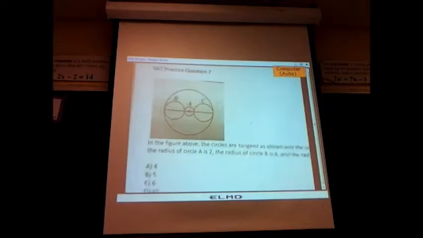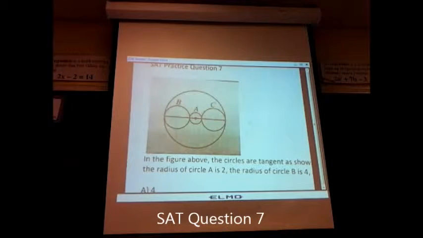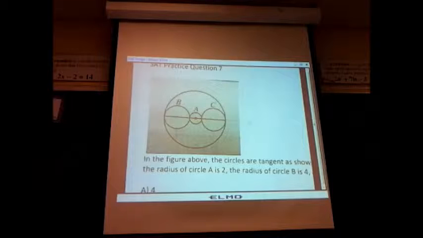Okay, question number 7 gives me a picture. Reading it, it says, in the figure above, the circles are tangent as shown, and the center of circle A is also the center of the largest circle. If the radius of circle A is 2, the radius of circle B is 4, and the radius of circle C is 4, what is the radius of the largest circle?